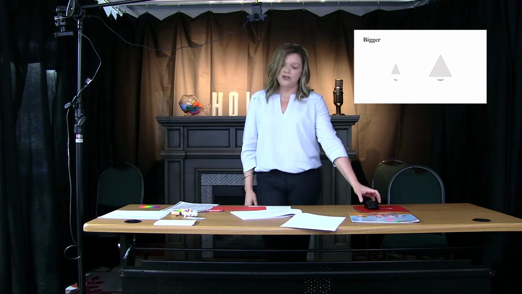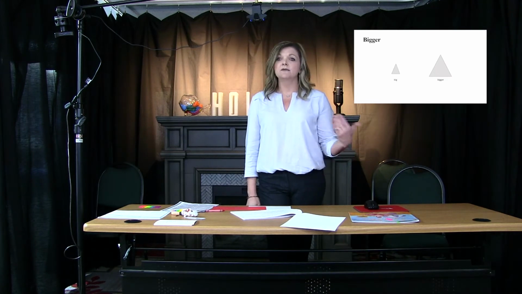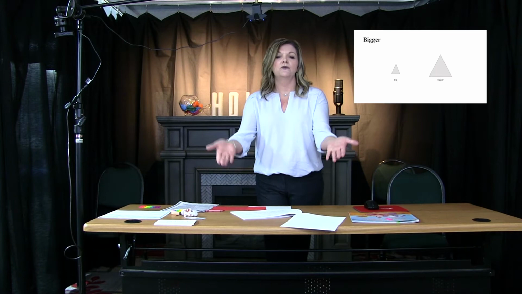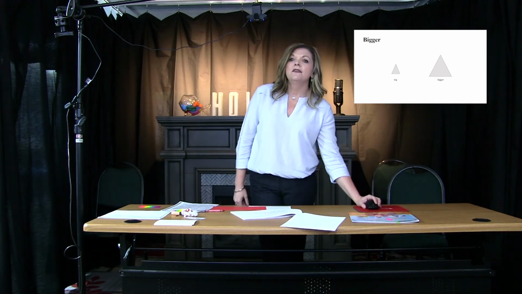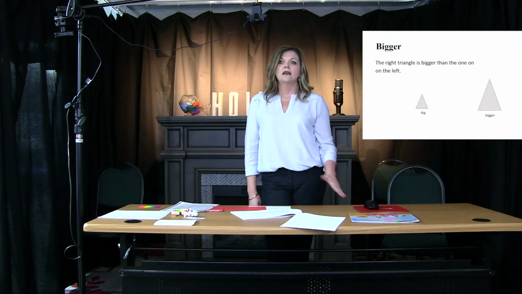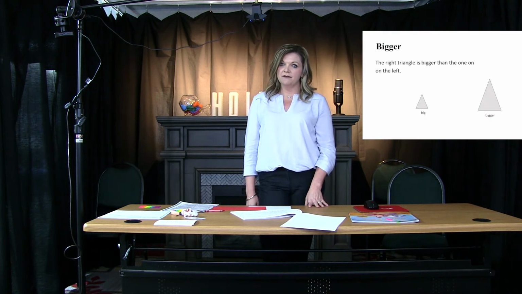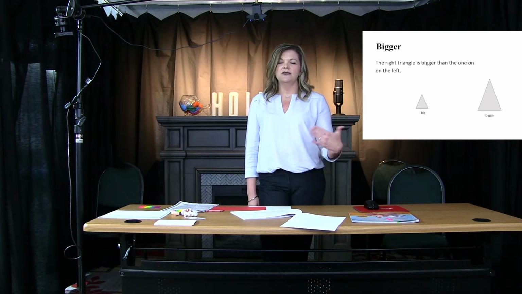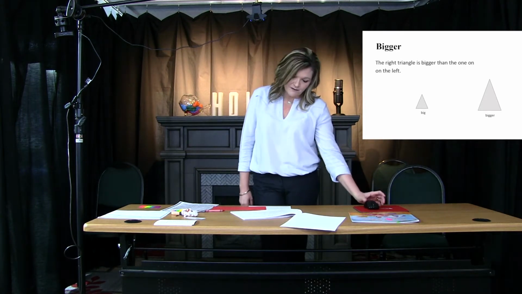After you do that, you present the word, and then you pronounce the word for the students. You tell them, this word is bigger. What is the word bigger? Okay, and you say that 3 times. Then the next thing that you're going to do is give it to them in a sentence so that they can make sense out of it. The right triangle is bigger than the one on the left. That gives them the word in context, they can visualize it, they have the visual themselves.